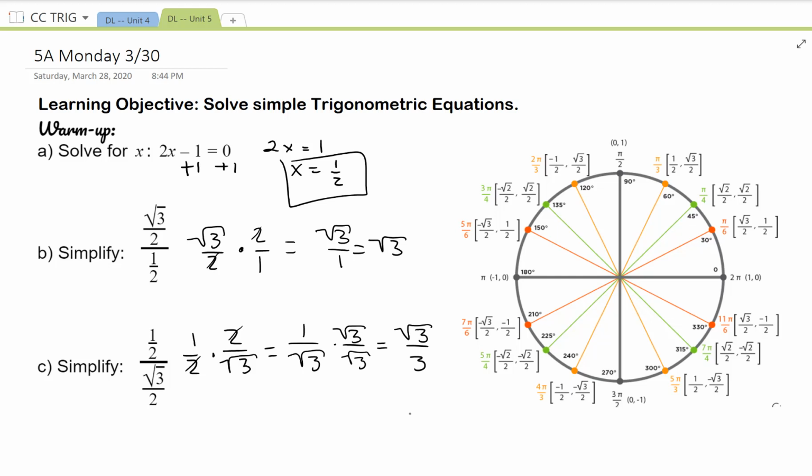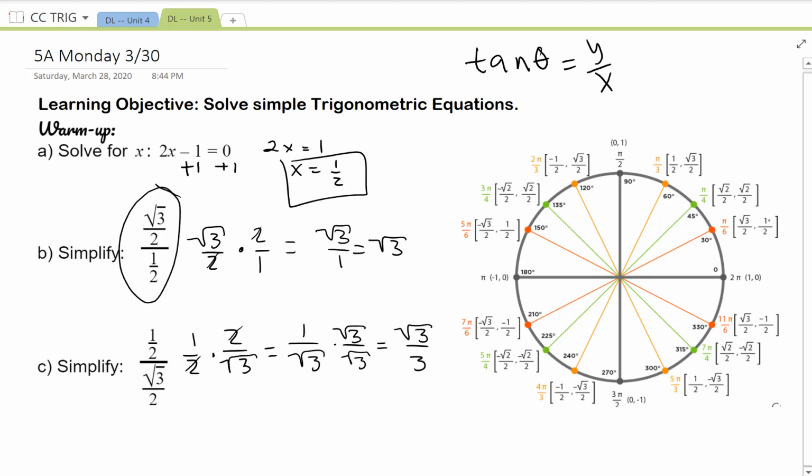Now you may have done this before. It looks kind of familiar from the unit circle. So let's fill in our tangent values. Recall tangent theta is equal to y over x, so the y value over the x value. So tangent of pi over 6 would be 1/2 over root 3 over 2.